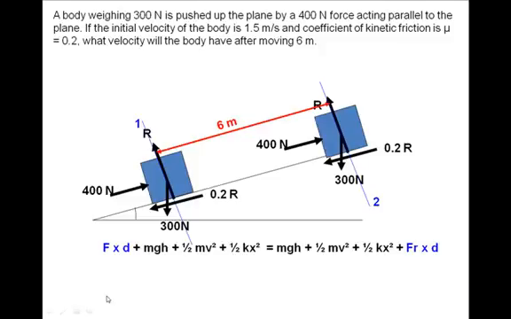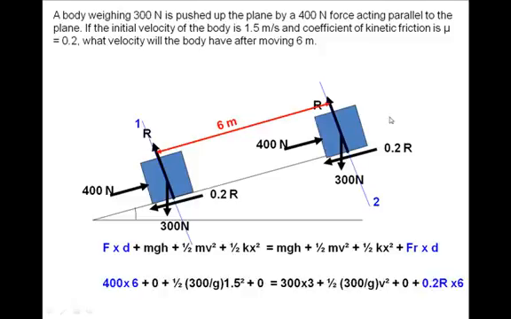F into d this time is 400 into 6. 400 is along 6. mgh, see now I need a reference. Now between these two I'll take the lower position as reference. So if this is my reference, mgh in position 1 is 0. Half mv square is half 300 by g into 1.5 square because see, body's initial velocity is 1.5 meter per second. And half kx square is 0 because there is no spring.